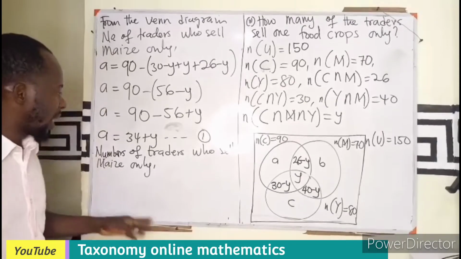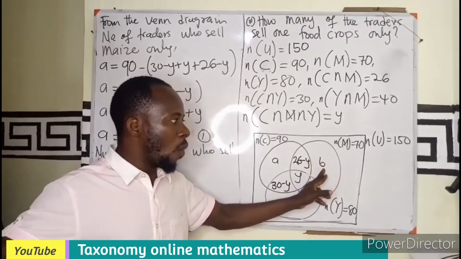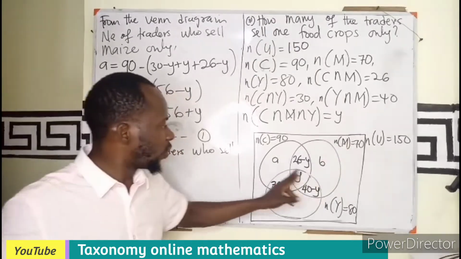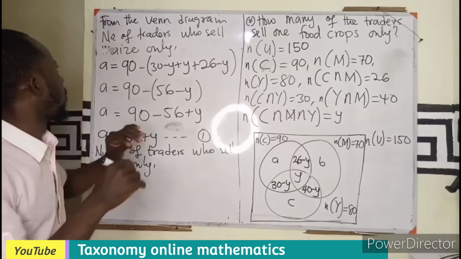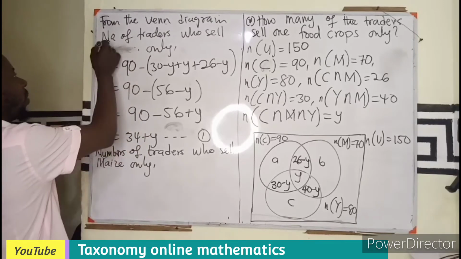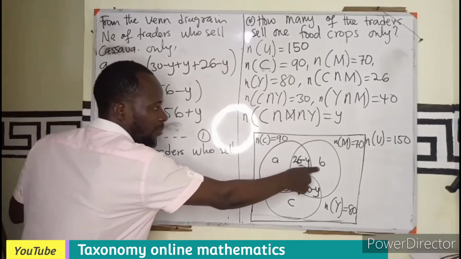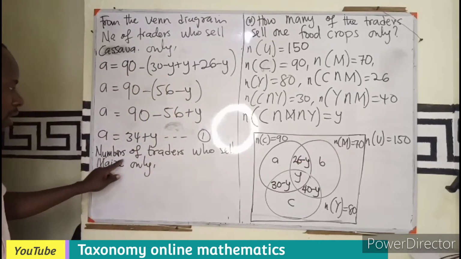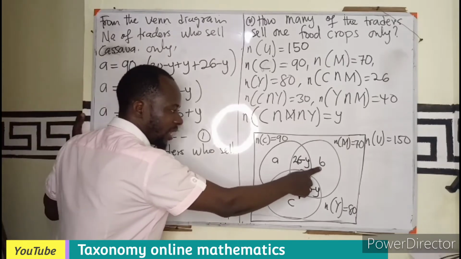So for the second one, we are going for B. So that is the only maize. This one is what? Only cassava. So only cassava, not maize. So cassava is the A, then B is what? Maize. So the number of traders who sell maize only will be B.